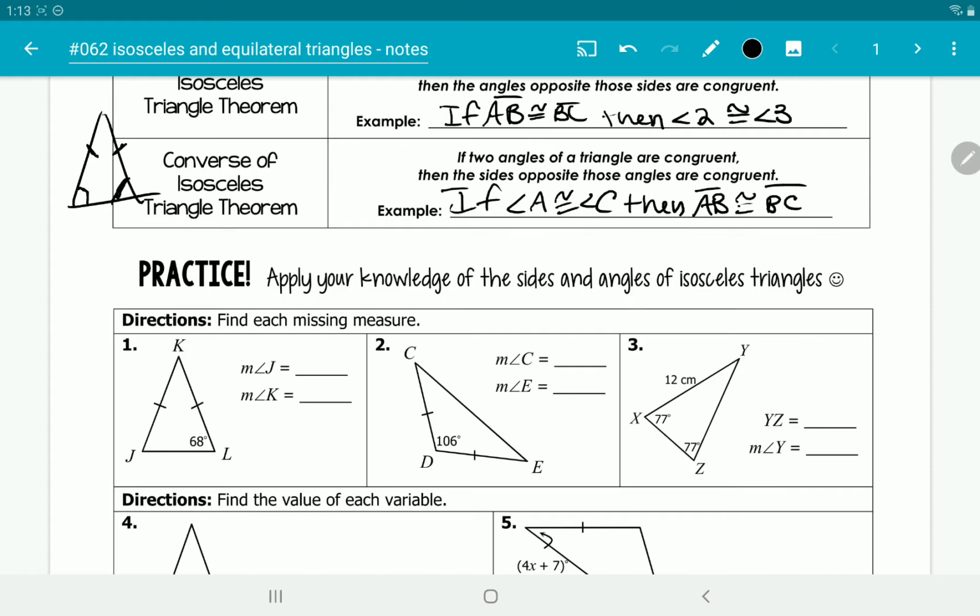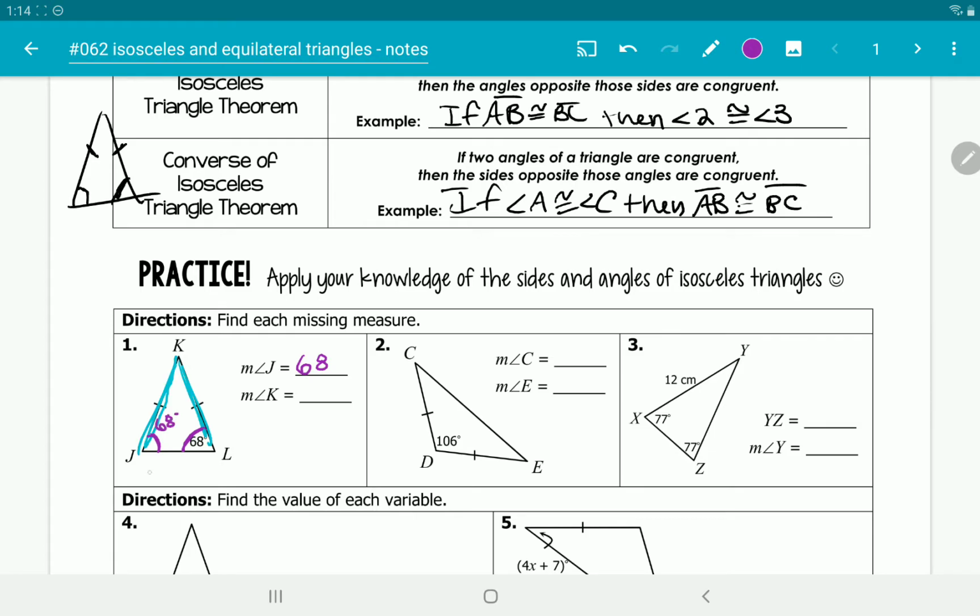We'll mark these two sides. Okay, I'm going to go ahead and mark them with blue. You don't have to do it, but just to show that these are the legs that are the same. Since those legs are the same, that means that these angles are the same. So J and L are the same. So angle J is also 68 degrees. So I'll mark it there and there.